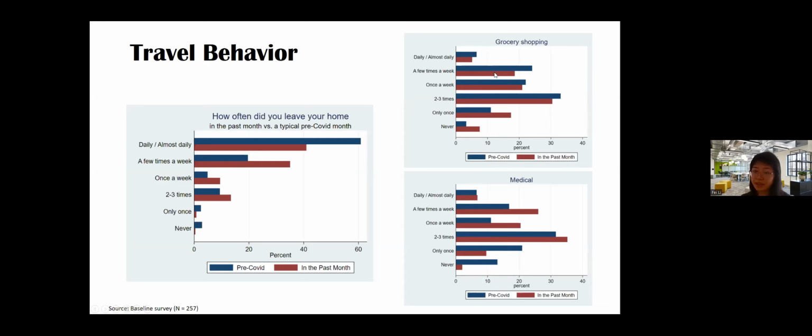And when we differentiate different purposes of trips, here we only report two, which we think are more important types of travel for these patients: grocery shopping and medical related trips. Again, it's not that much difference between pre-COVID and under-COVID situations. Here we actually see somewhat of an increase in the frequency of medical related trips.